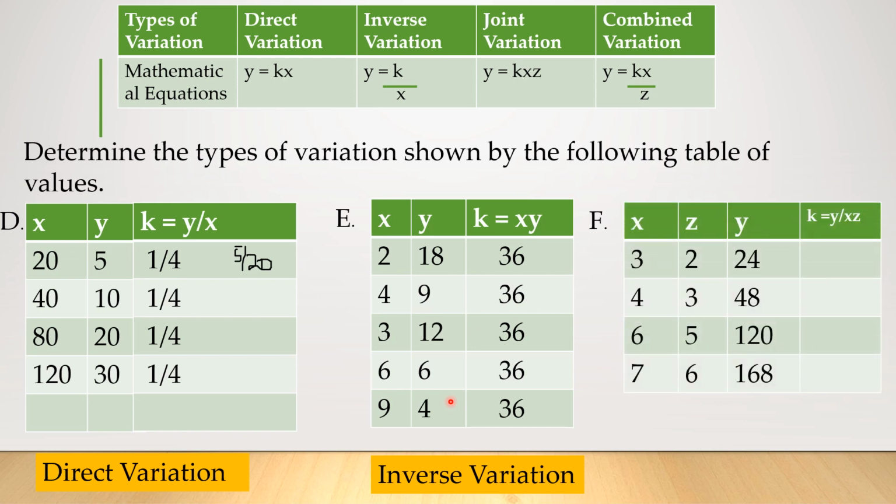And here, we have three values or three quantities, x, z, and y. Now, this involves three variables. It's either joint variation or combined variation.